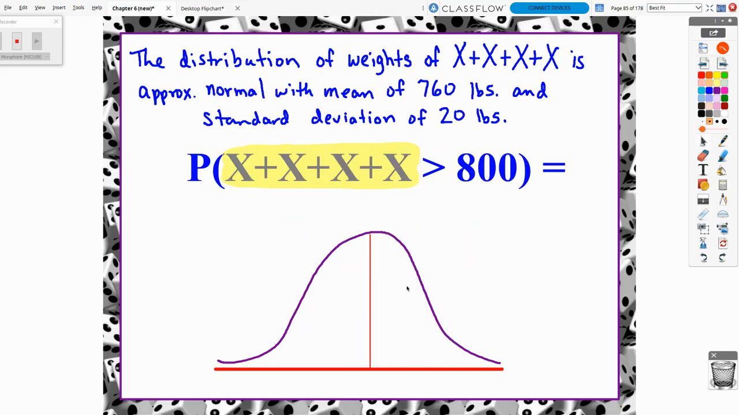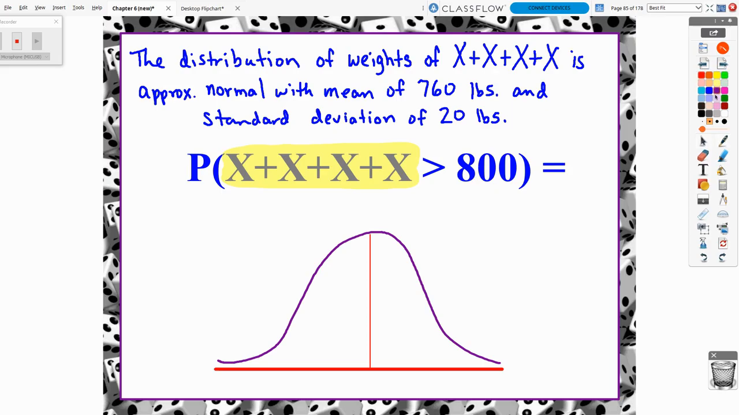What is the probability that the 4 adult males will exceed the acceptable weight limit of 800 pounds? Here is our random variable, X plus X plus X plus X. And like we said, that follows a normal distribution with a mean of 760 and a standard deviation of 20. So I have my random variable, I have my inequality, and I've got a number to compare it to.